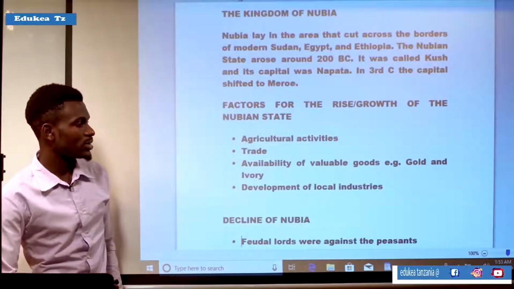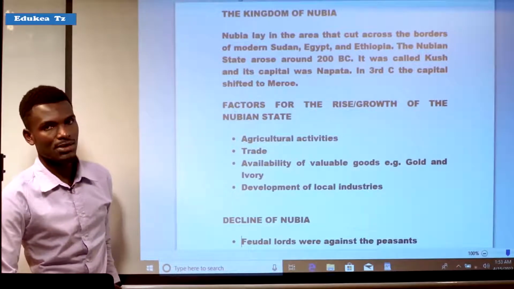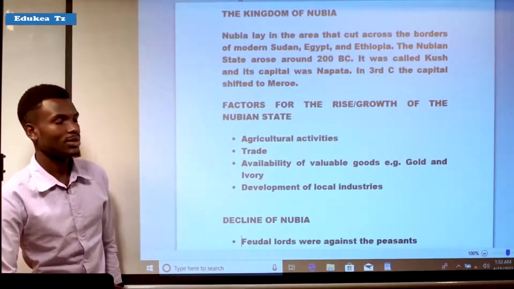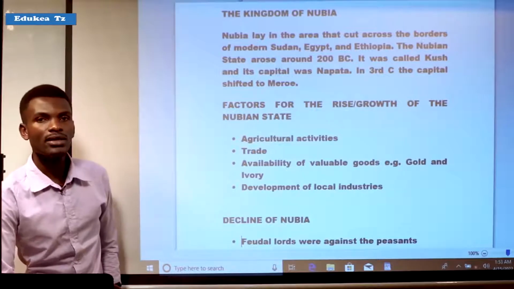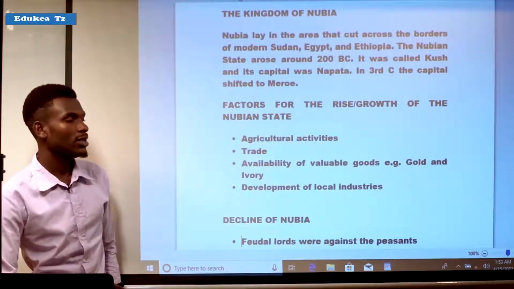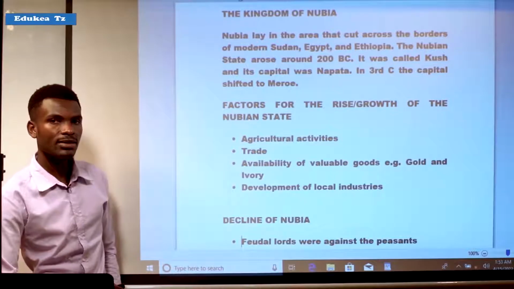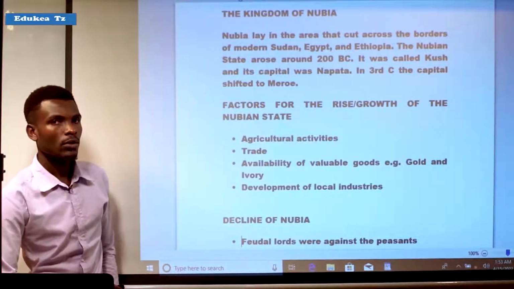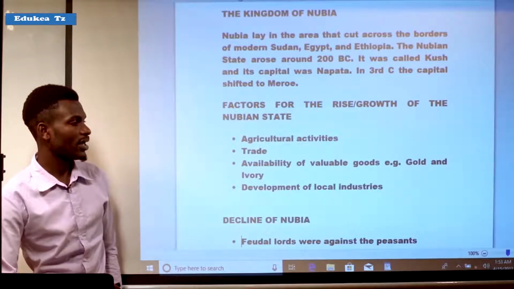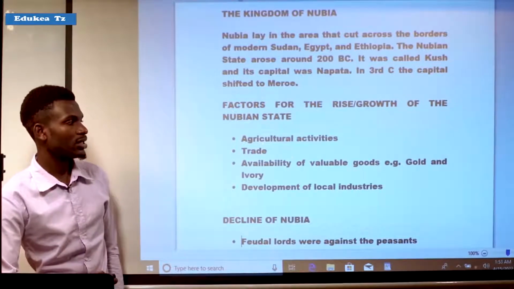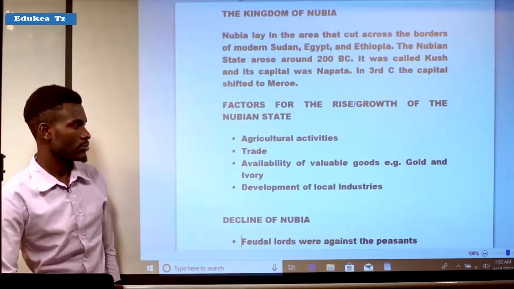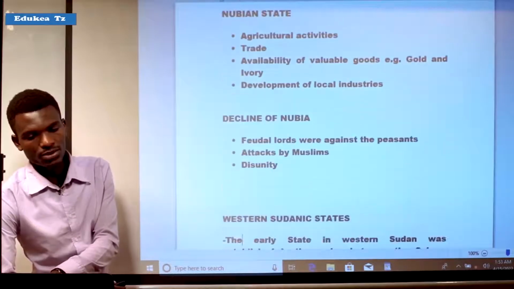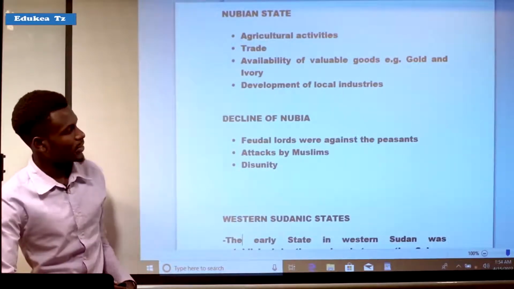And the last one was the development of local industries. It means that the Nubian state developed local industries. Which local industries? The industries that were involved in iron smelting. It means that there was the manufacturing or production of iron tools that were used in agricultural activities. So these were the factors that led to the rise of the Nubian state.